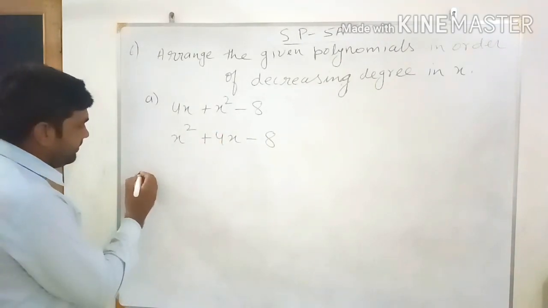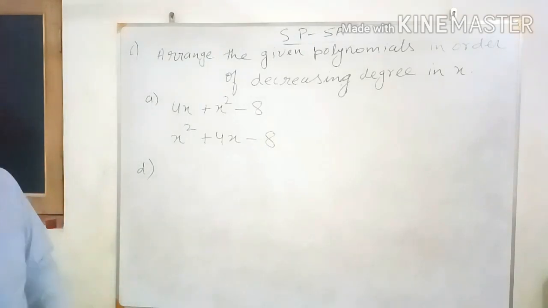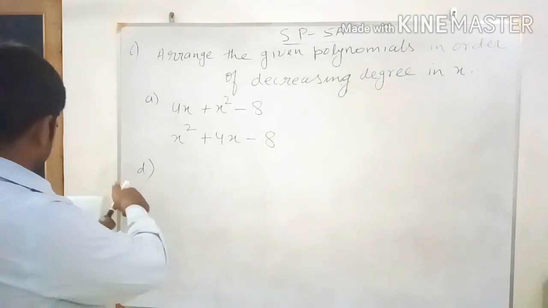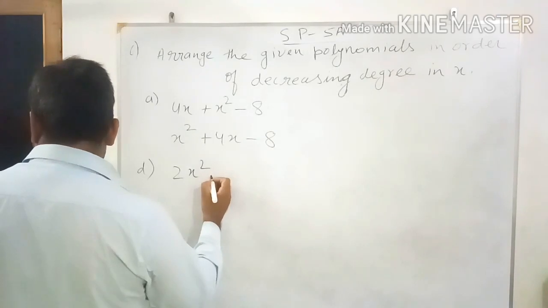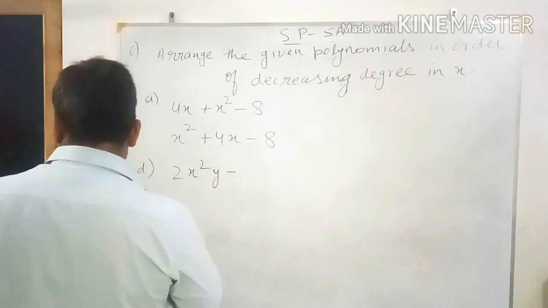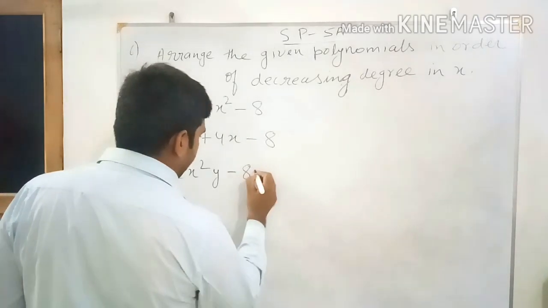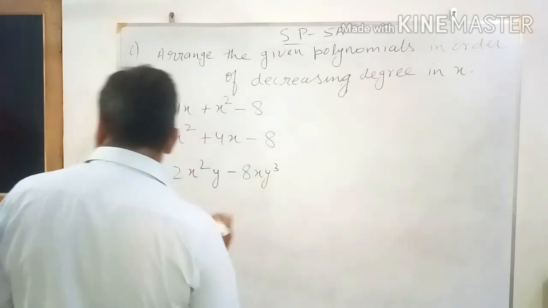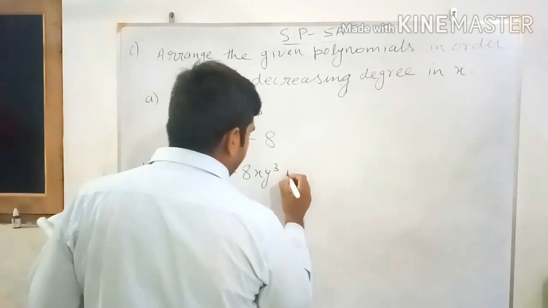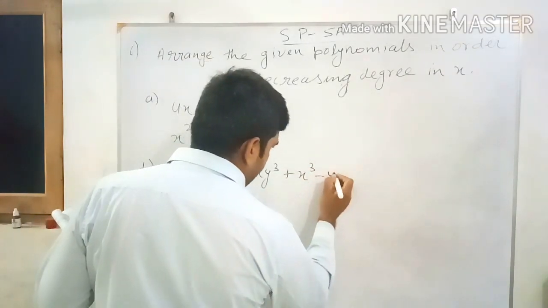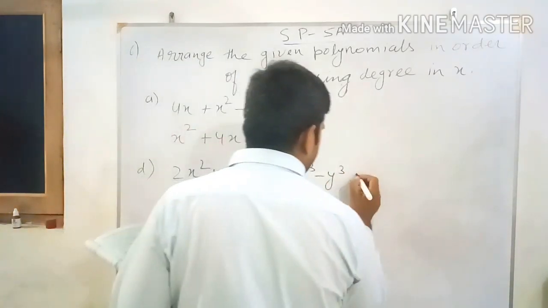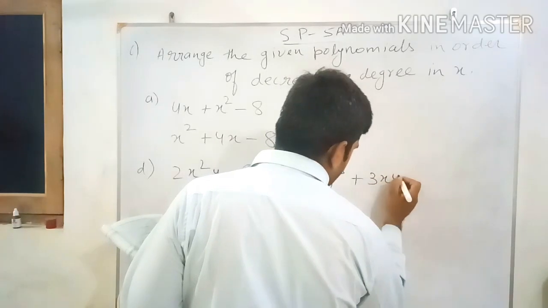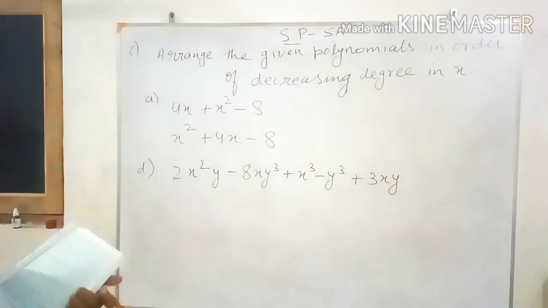Now we do the question number D, sixth D. 2x square y minus 8xy cube plus x cube minus y cube plus 3xy.